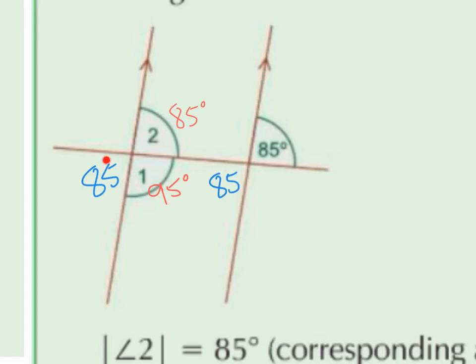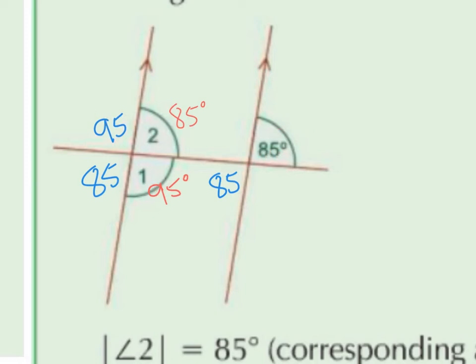Also, we can say that all the 85s are alternate to each other, and alternate angles are equal. So 85, 85, 85, and 85, they are alternate to each other. If this is 95, then this is opposite, so this is also going to be 95. And again, opposite angles are equal.